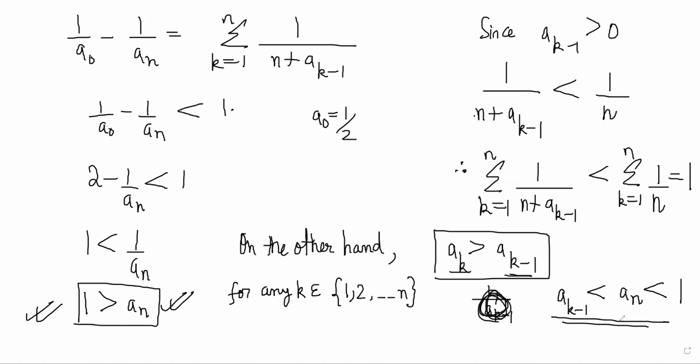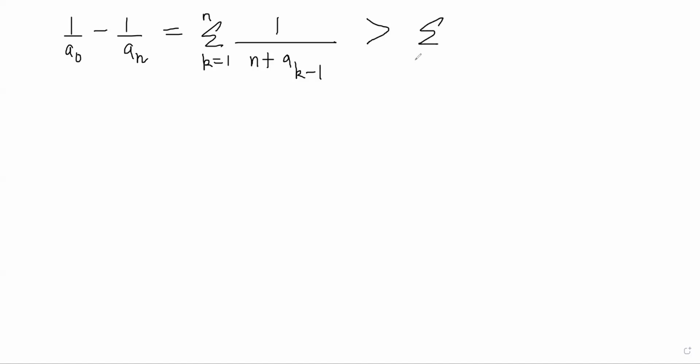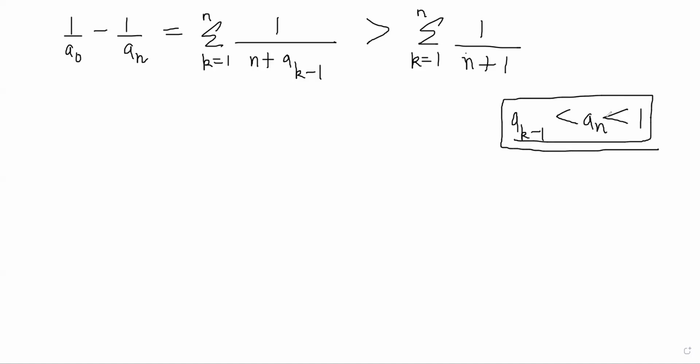So all the terms are less than basically 1, including an is less than 1. That is what we have shown so far. Now let's try to do the other part of the problem. So looking at the formula that we have gotten, 1 by a0 minus 1 by an is equal to summation of k is equal to 1 to n, 1 by n plus ak minus 1. Now it is clearly greater than summation of k is equal to 1 to n, 1 by n plus 1, because we know that ak minus 1 is less than an is less than 1. We just now showed that in the previous screen, right?